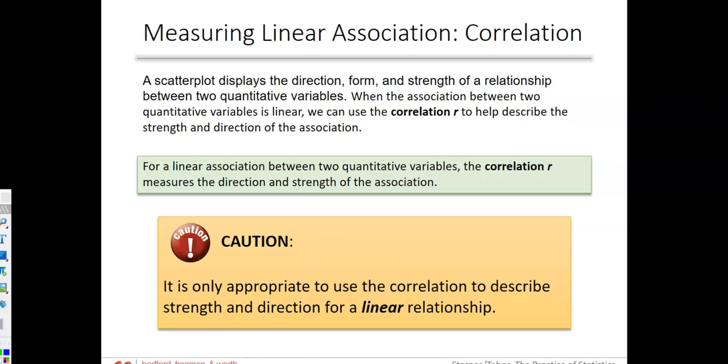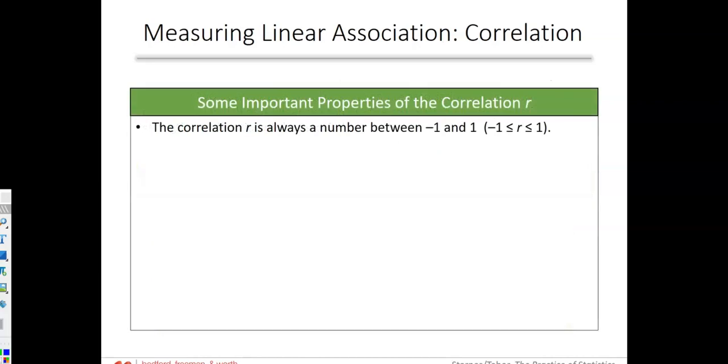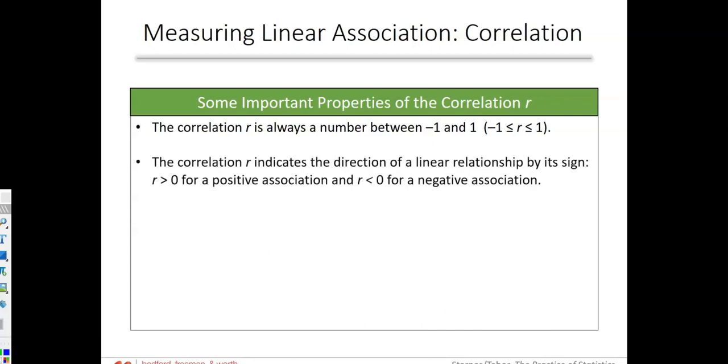This only works for linear relationships. So if you're doing something that's curved, you don't want to use R. It's only for strength for linear, so it's called linear strength. It's always a number between -1 and 1. The closer it is to -1 or 1, the stronger it is. So 0 is very weak. 0 is the weakest you can get, actually.